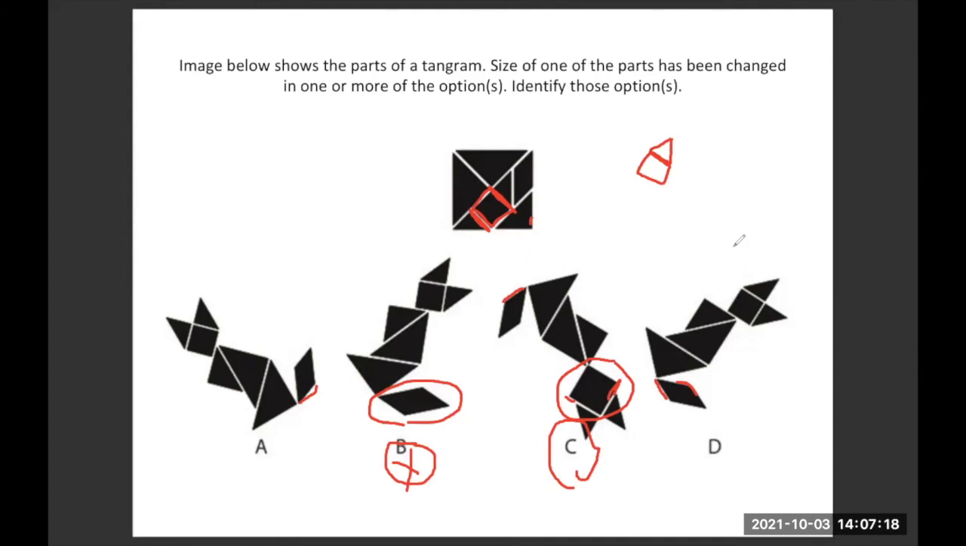Tangram based puzzles are asked many a times. You may also be asked to find the number of shapes that a tangram comprises. So just remember that part also. Tangram based puzzles are mostly asked in this manner only. You'll be given a tangram showing that this is a tangram puzzle, and these are the various forms that are made from that puzzle. You have to identify which is the option where the sizes are different.